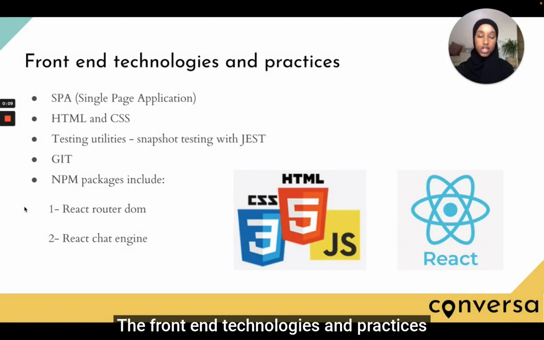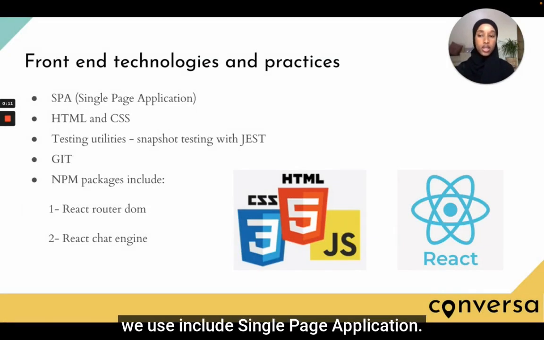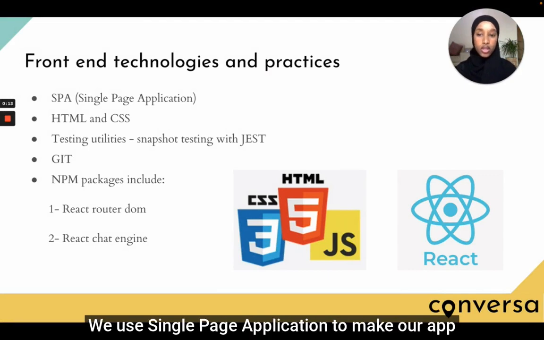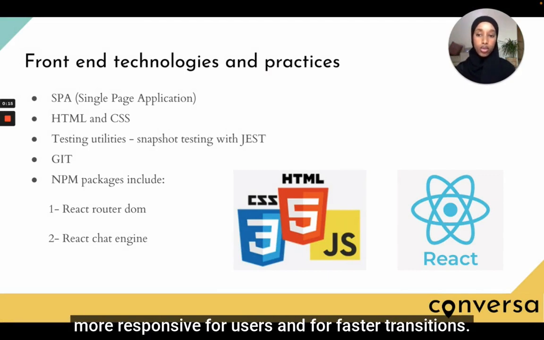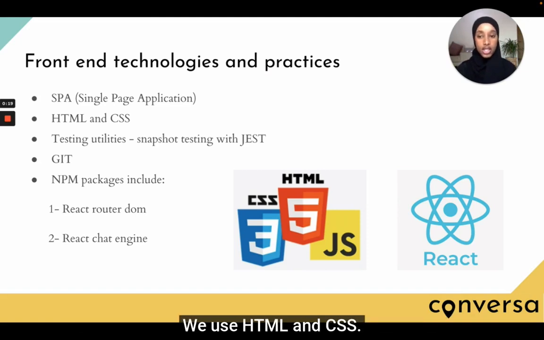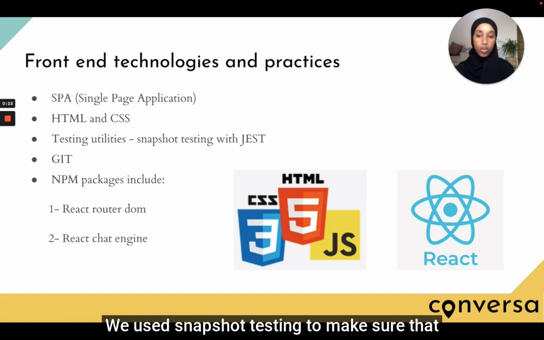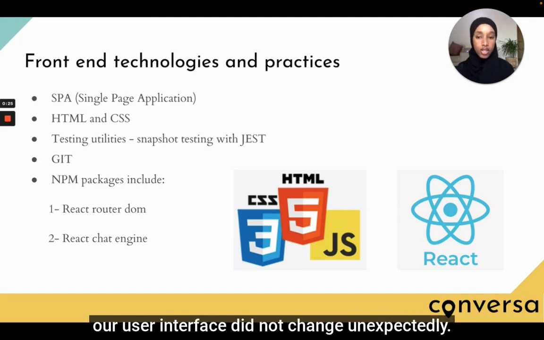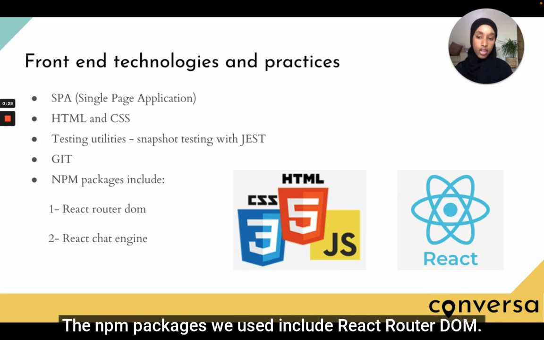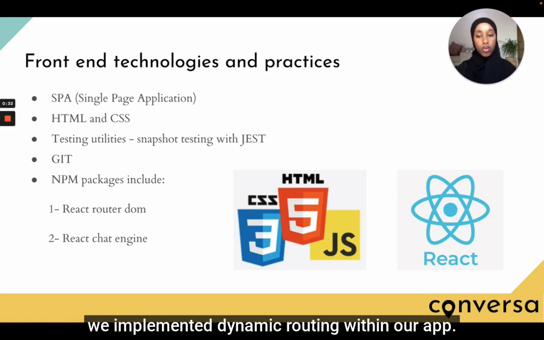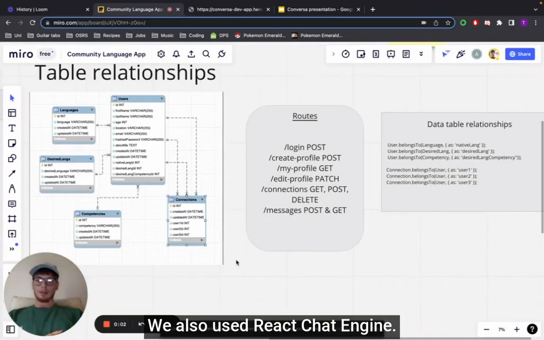The front-end technologies and practices we use include single-page application. We use single-page application to make our app more responsive for users and for faster transitions. We use HTML and CSS. The testing utilities we use include snapshot testing with Jest. We use snapshot testing to make sure that our user interface did not change unexpectedly. We use Git. The NPM packages we used include React Router DOM. We use React Router DOM to make sure that we implemented dynamic routing within our app. We also use React Chat Engine.